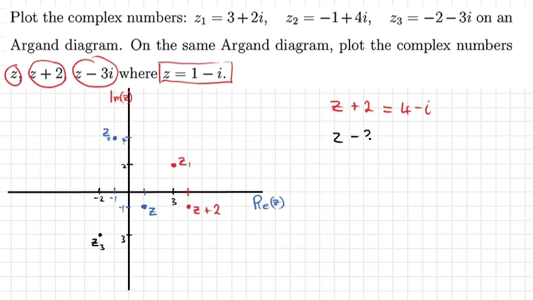Z minus 3i. So we know what Z is. Z is 1 minus i. Then we have minus 3i. So this means that this is 1 minus 4i. So 1 minus 4i. So it's positive in the real part. So positive 1, we have it right here. And it's negative in the imaginary. So negative 4 is here. So the point we're interested in is this point here. Then I can label it. This is the point Z minus 3i. So there you have it.